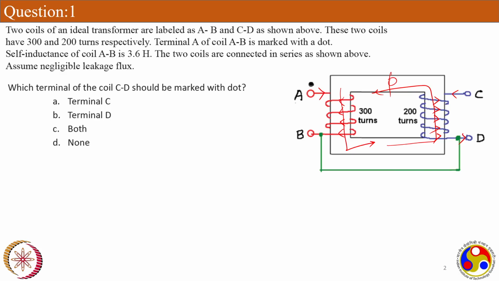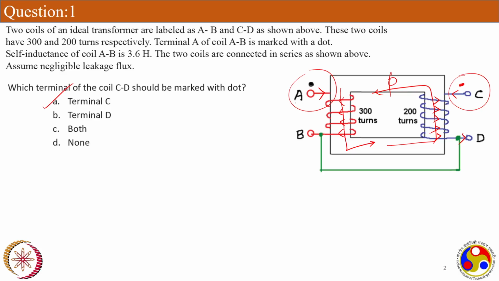Now it's simple. You just have to look at the terminals C and D. Wherever the current is entering, that should be the dot. Because in the coil AB side, the current is entering at the terminal A. Now see at the CD, wherever the current is entering, if it is entering at C and leaving at D, immediately you can mark the answer as terminal C. So this is the important dot concept.